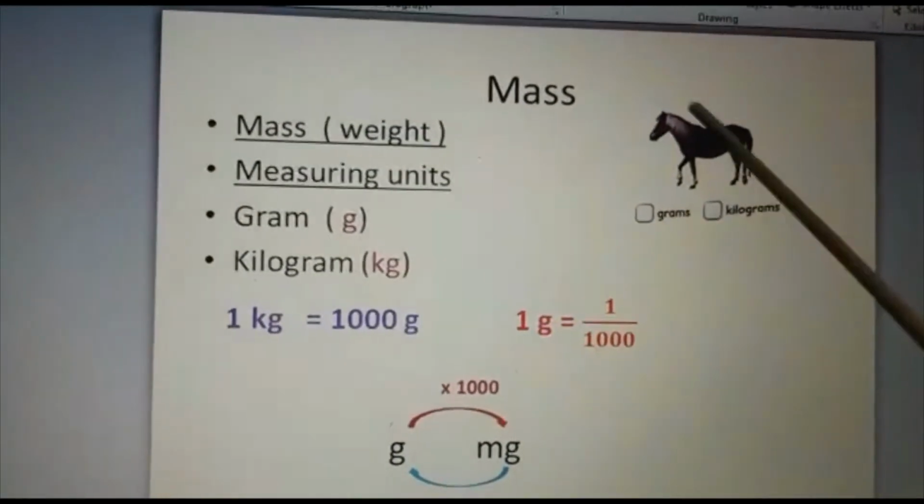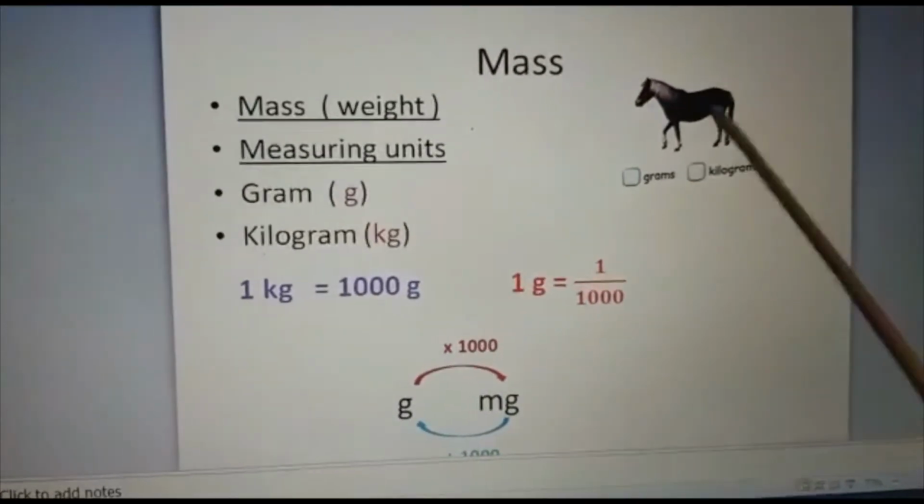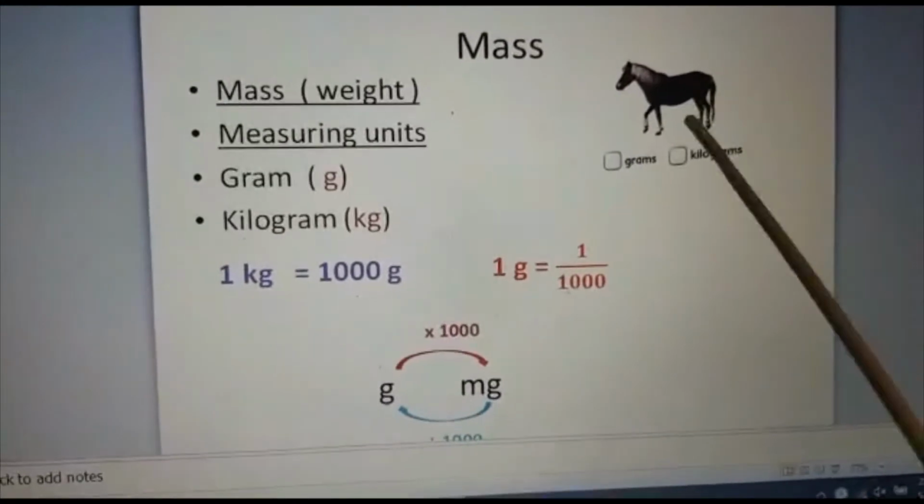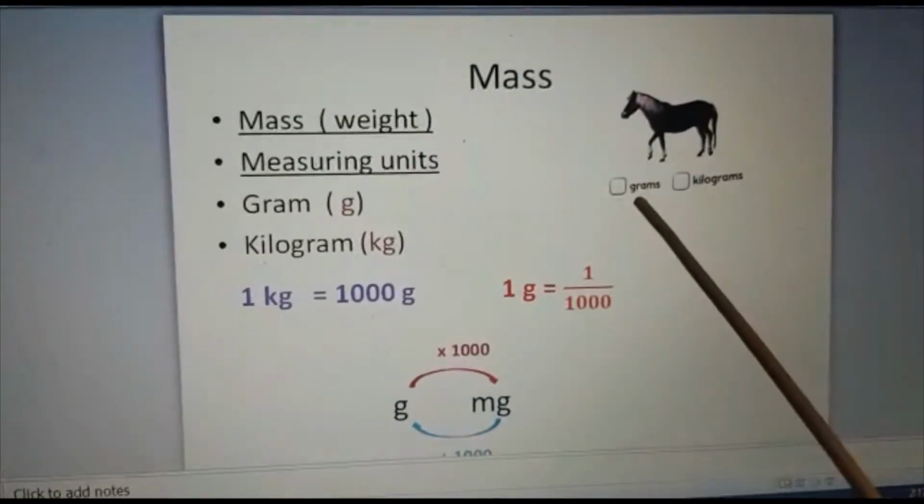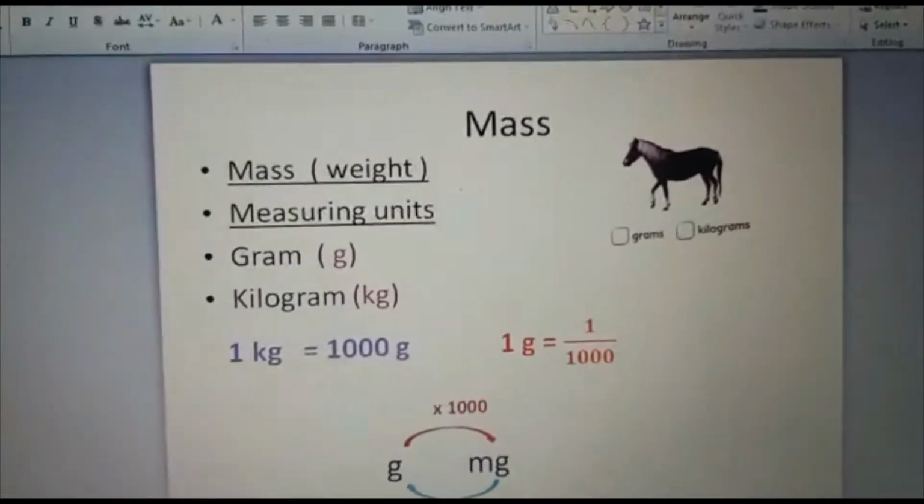See, I have shown you a figure here. You can see a horse here. So the question is, what is the weight of this horse, or what is the mass of this horse? We are saying it either in grams or kilograms, okay? We are studying gram and kilogram.